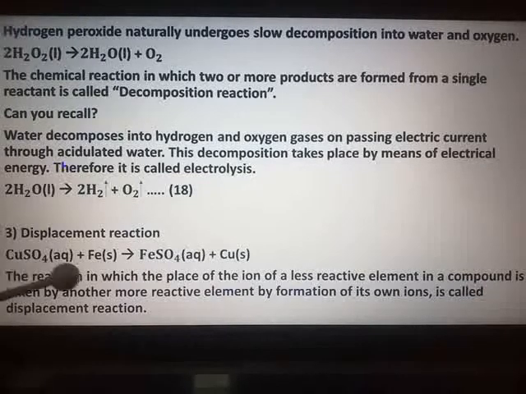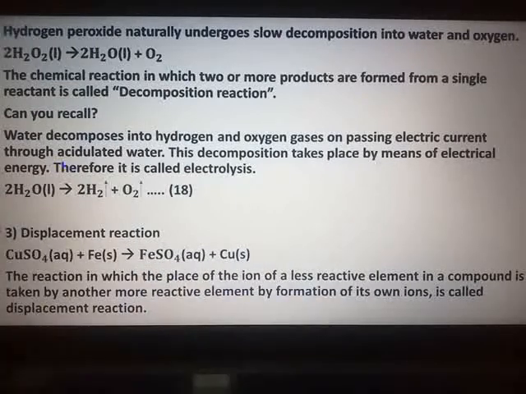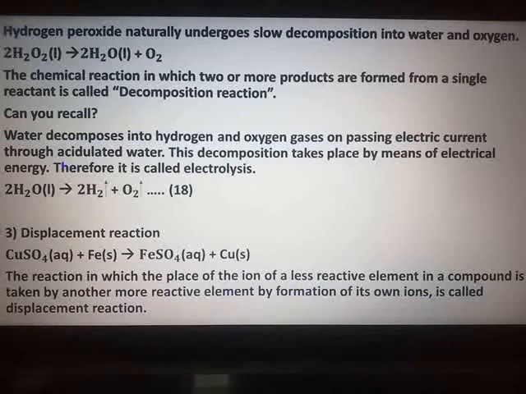The reaction in which the place of the ion of a less reactive element in a compound is taken by another more reactive element by formation of its own ions is called a displacement reaction. The original positions are displaced. The notorious child has taken the place of a less reactive child.